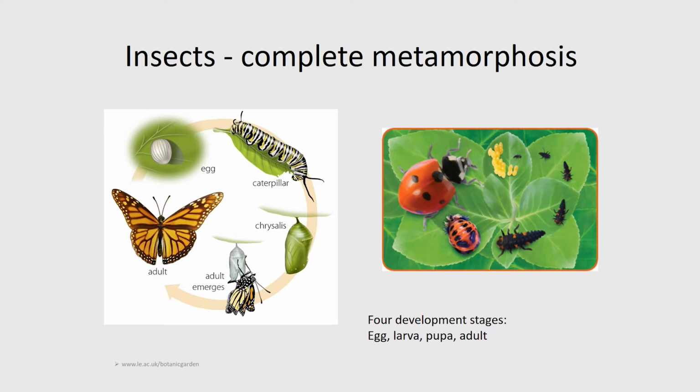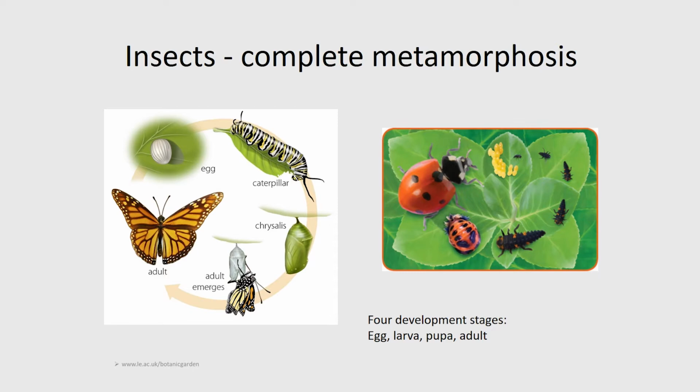You'll be familiar with the butterfly life cycle. The adult butterfly lays eggs which develop into caterpillars, which is the larva stage. Then the caterpillar forms a cocoon and inside metamorphosis takes place and the caterpillar changes into a butterfly. Therefore, there are 4 development stages: egg, larva, pupa, adult.